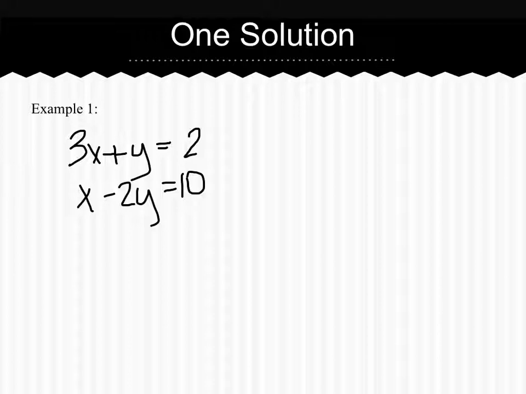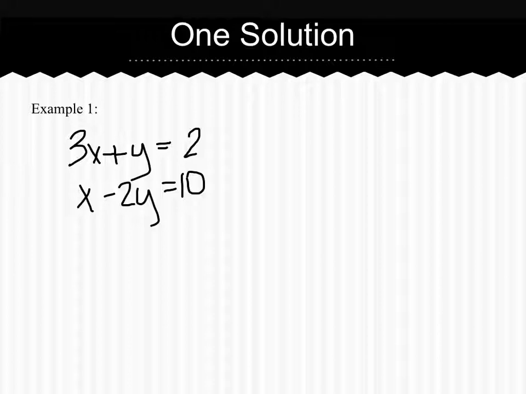The best way to eliminate a variable is that they have opposite coefficients. So one coefficient might have a positive 3 and the other one might have a negative 3, or one might have a positive 2 and the other one has a negative 2. So we need opposite signs for our coefficients to help us eliminate these.